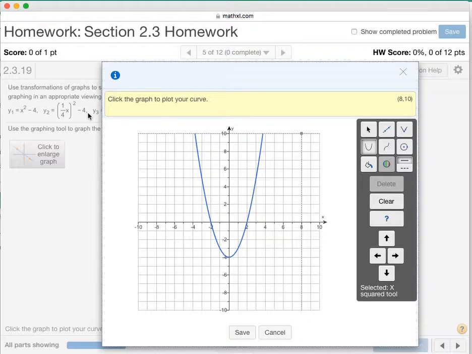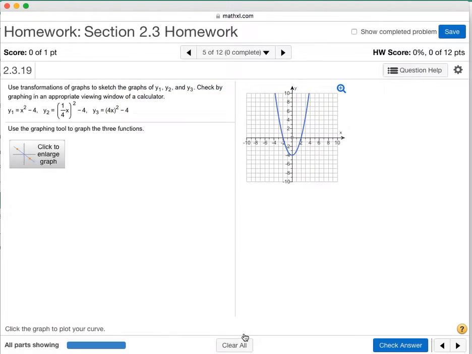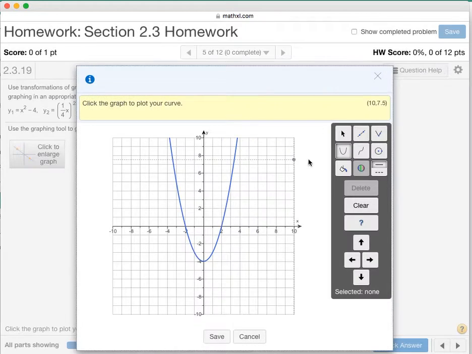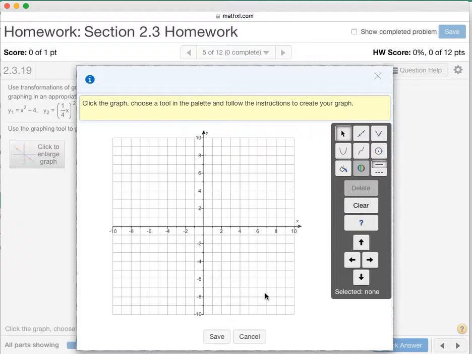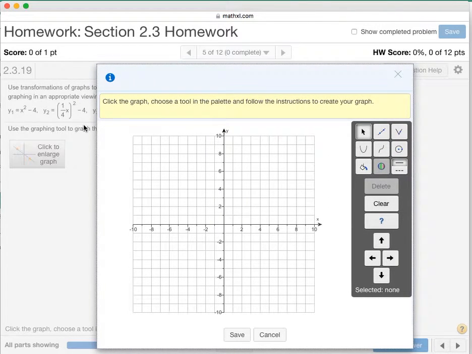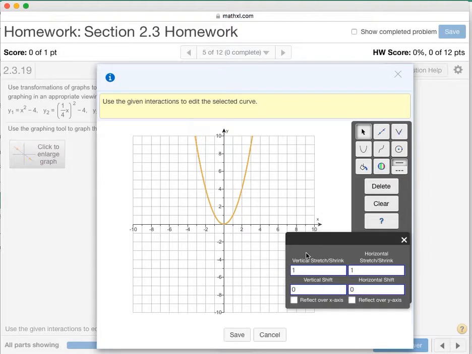So now this one is going to still be a vertical stretch by 4, right? So here I'm going to save this one, sorry. And then let me go back in and I think I can do a different one. So in this one, let's say I wanted to do 1/4 x and then squared minus 4. So it's still a vertical shift down by 4. So let me click on that. Start it here, and we're going to shift it down by 4.